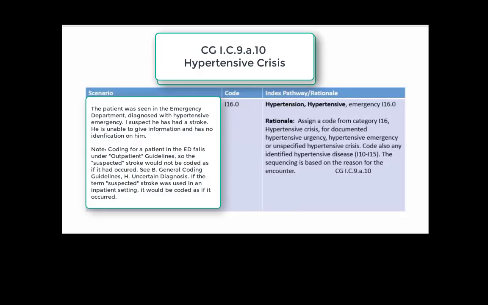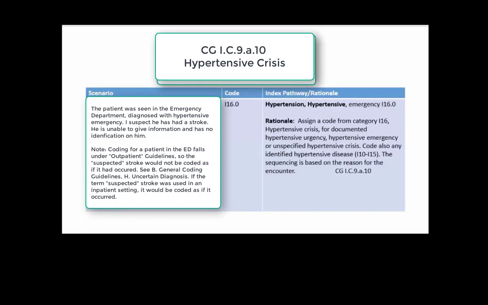The patient was admitted to the ER, diagnosed with hypertensive emergency. I suspect he's had a stroke. He's unable to give information and has no ID on him. I have a couple of things I want to bring to your attention in this scenario. First of all, when you're coding for the emergency department, this falls under outpatient guidelines.